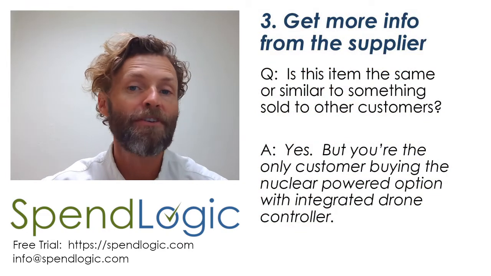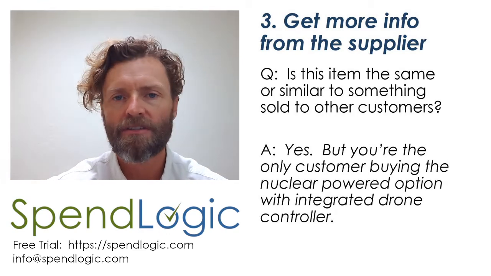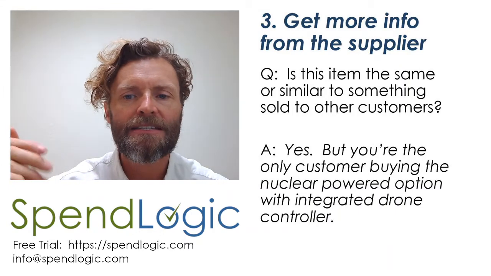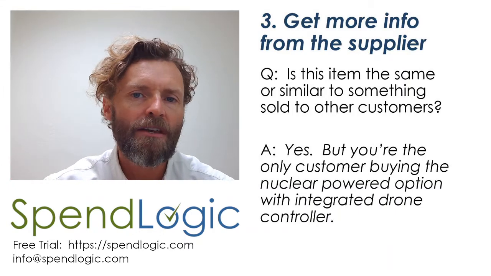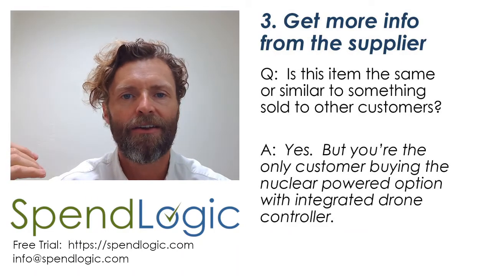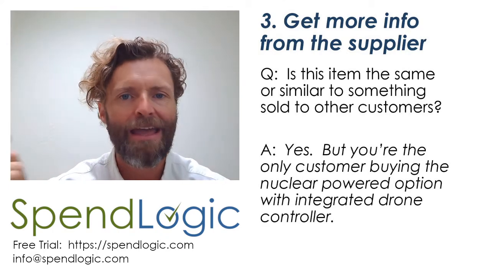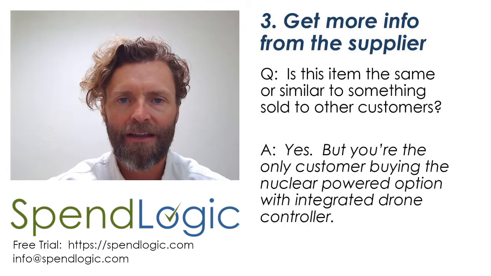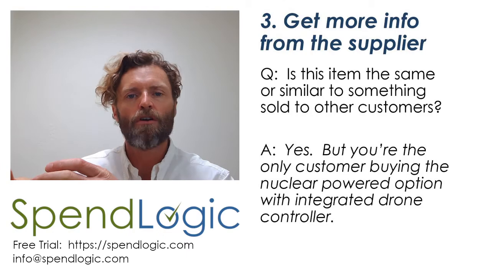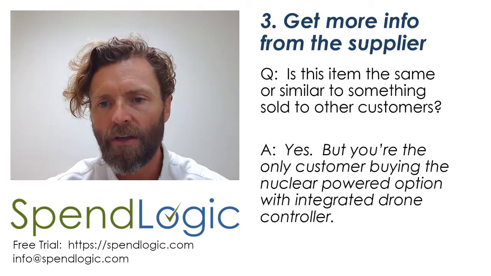My first question is always, hey, is this similar to something that you sell to other customers? Is there something out there that you already sell? And my supplier in this case says, yeah, actually, we sell strobes all day long, but you're the only ones that are buying the integrated version. So nobody else buys a nuclear powered strobe, and nobody buys the one that has the integrated drone controller. We've taken our standalone strobe and then we've integrated these based on your needs and requirements. I said, okay, got it.